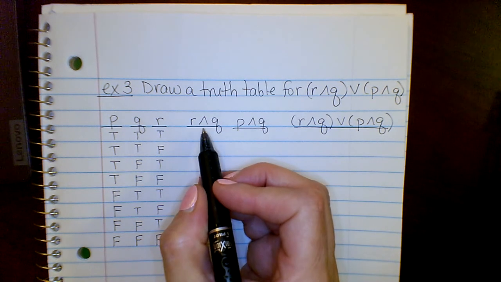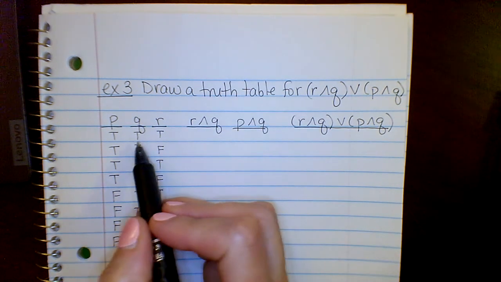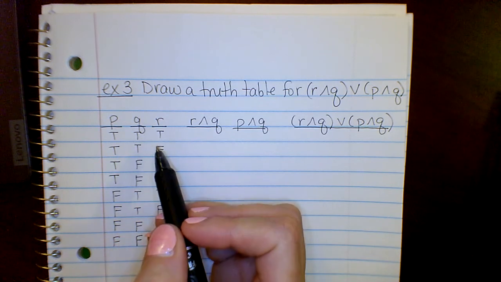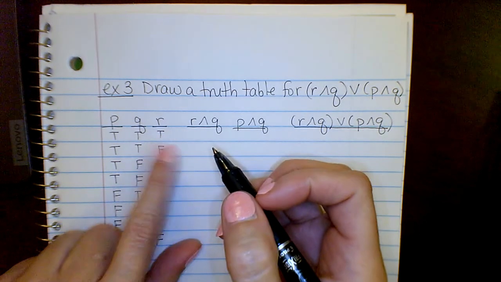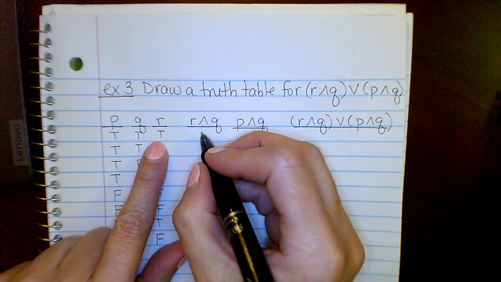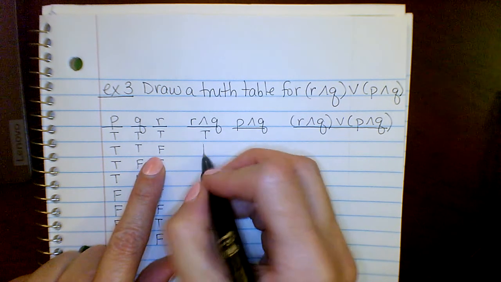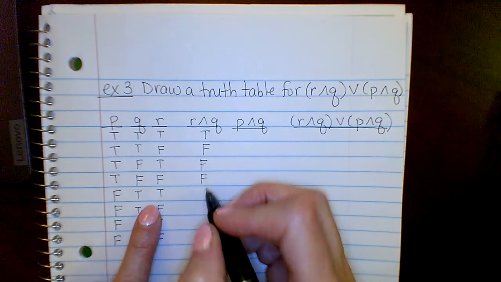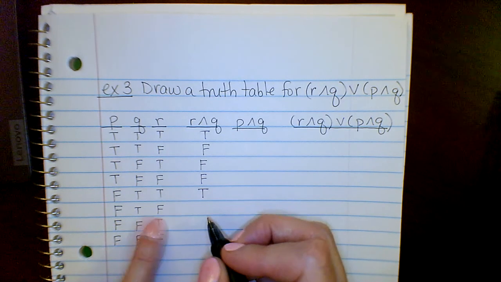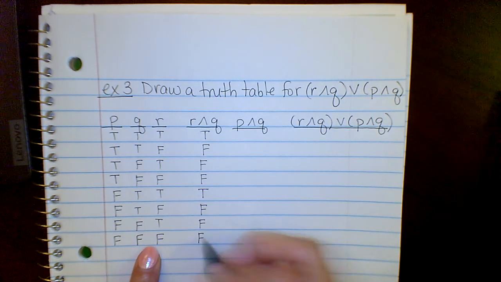Okay, so now we're doing the AND for R and Q. So really we're just doing the AND for these 2 columns. Remember the AND, the conjunction, is only true when both of them are true. So we're doing R and Q here. All right, so the AND for that one's going to be true? Nope, they're not both true. Not both true. Oop, they are both true. Not both true. Not both true. Not both true.